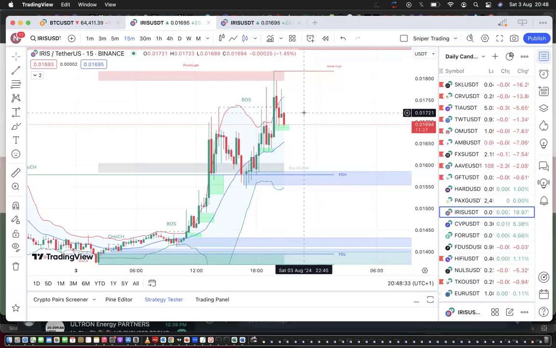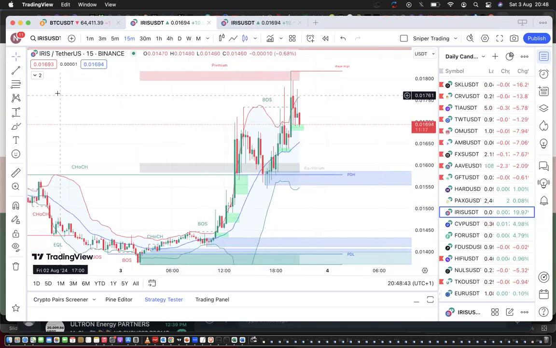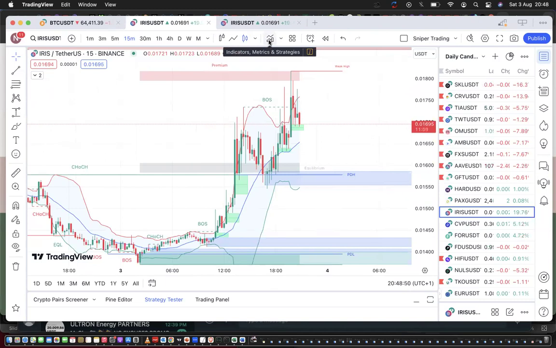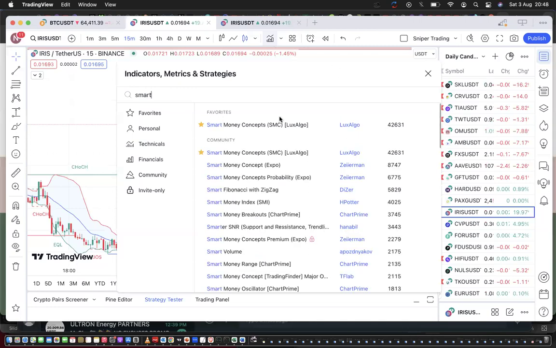All right, so this video is how you can use fair value gaps in your trading. And I want you to go watch my initial video on a particular indicator called Smart Money Concepts by Lux Algo. If you go to TradingView and type Smart Money Concepts, this is the indicator here. It's by Lux Algo, and as you can see, you have 42,000 people who are using this strategy.